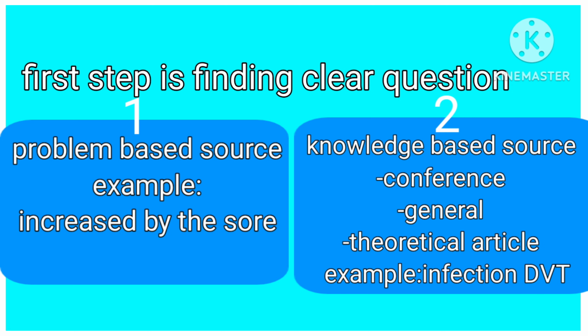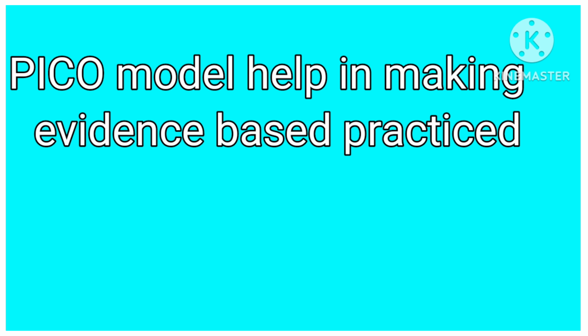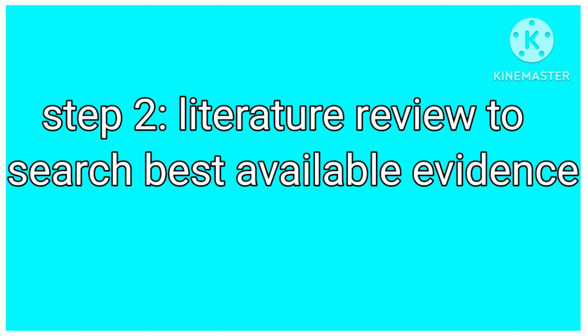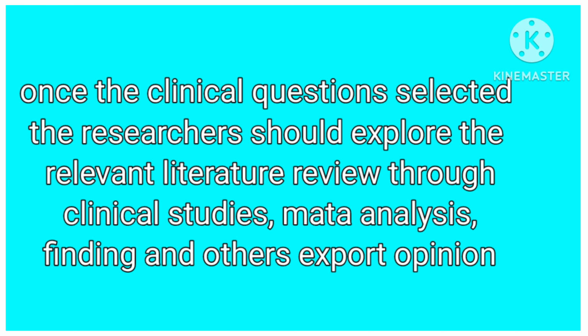It may be based on a problem-based source, for example increasing the risk of SOR, and a second knowledge-based source, conference, journal, theoretical article, for example infection in DVT. PICO model helps in making evidence-based practice, in which P means population, I means intervention, C means comparison, and O means outcomes. Step 2. Literature review to search best available evidence.